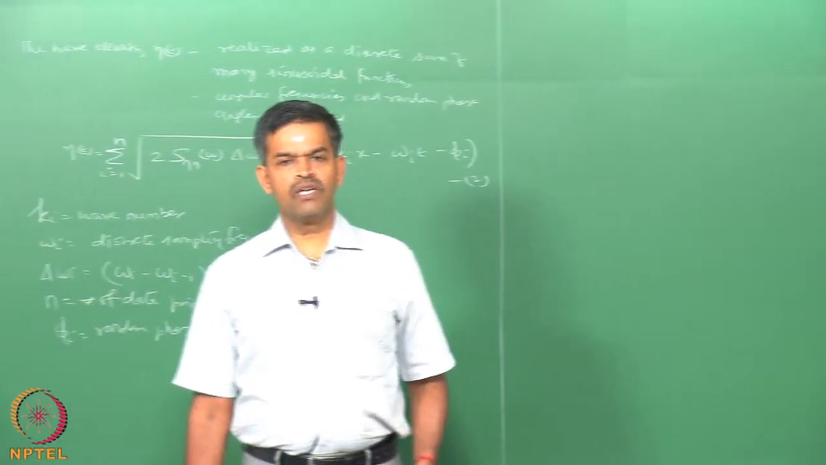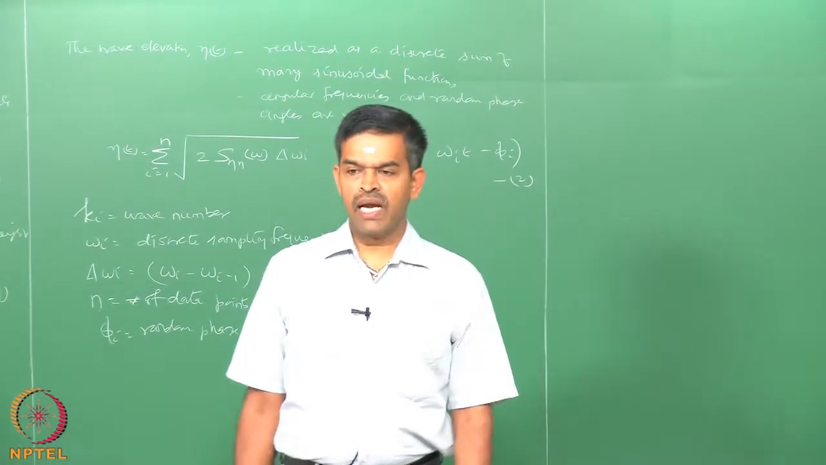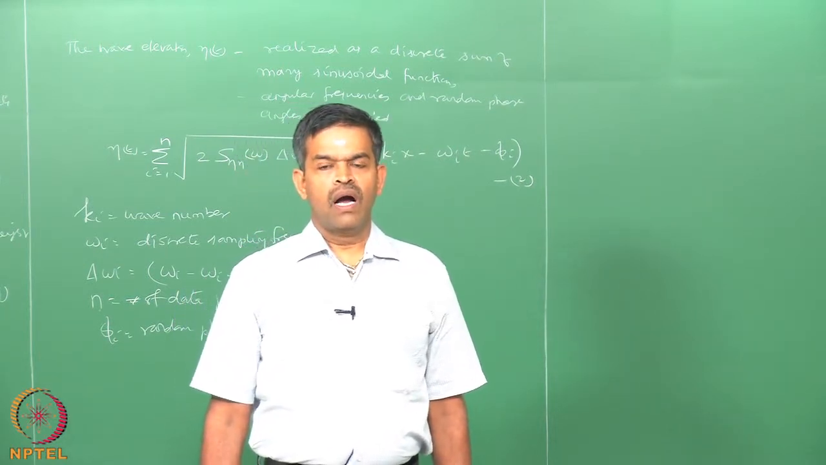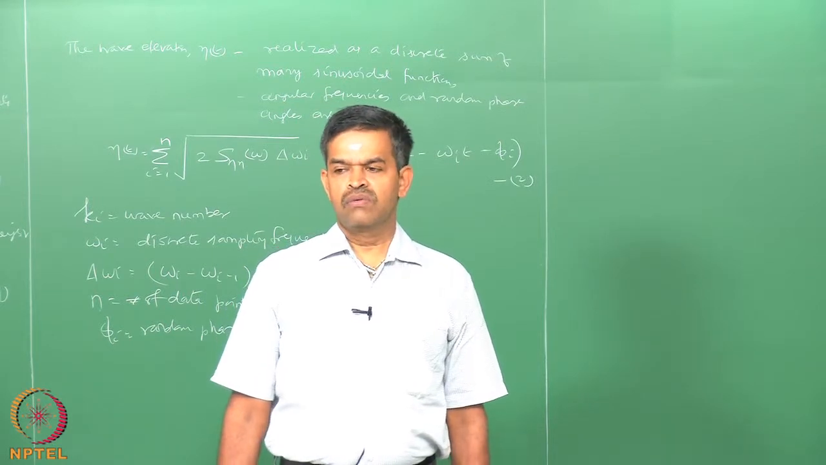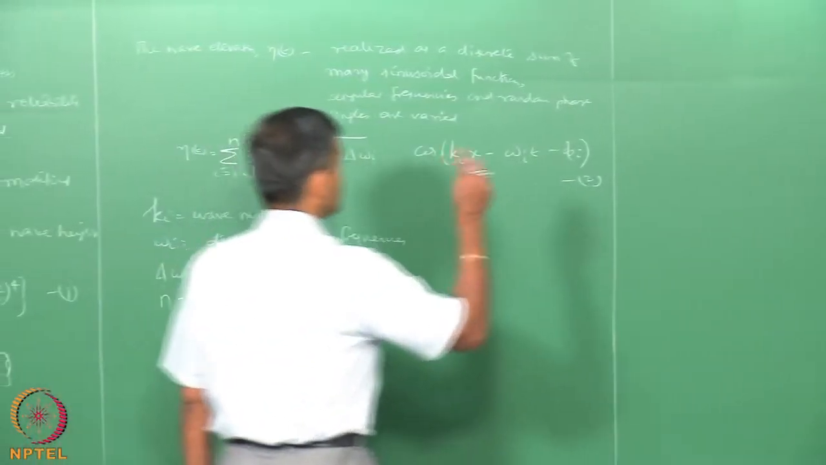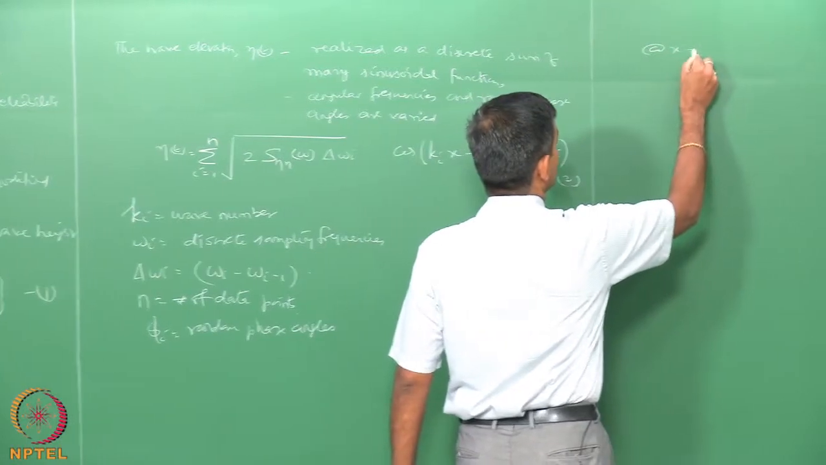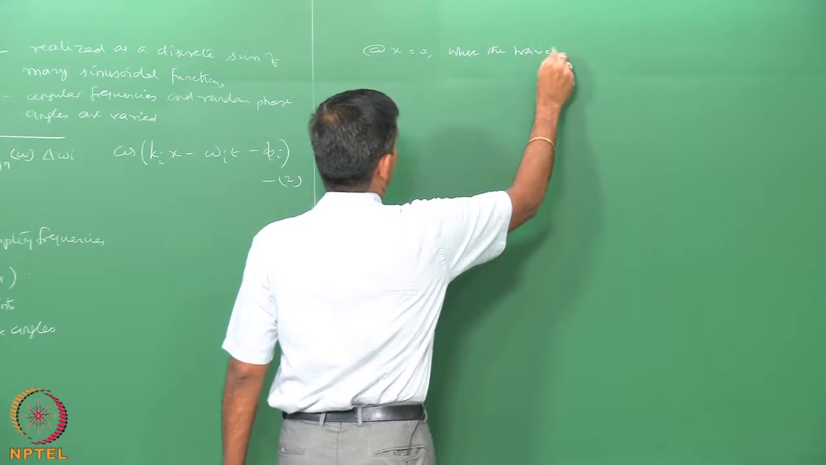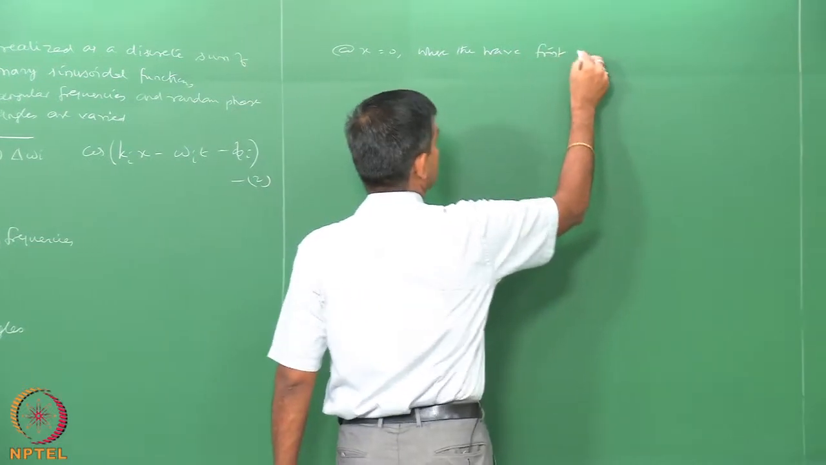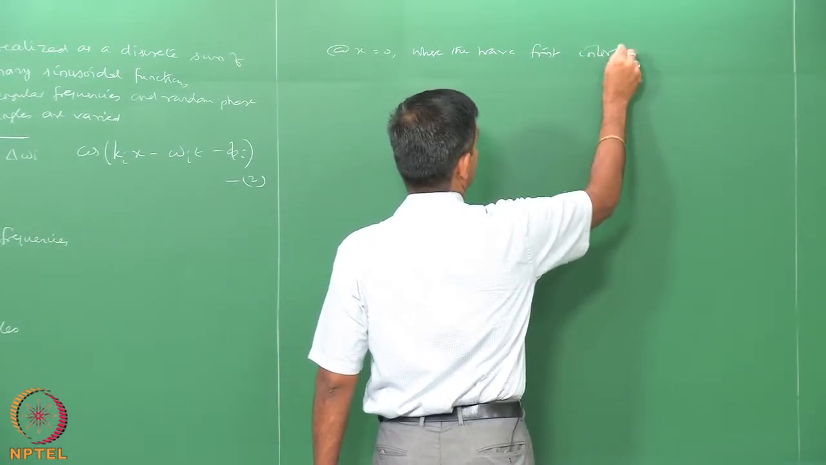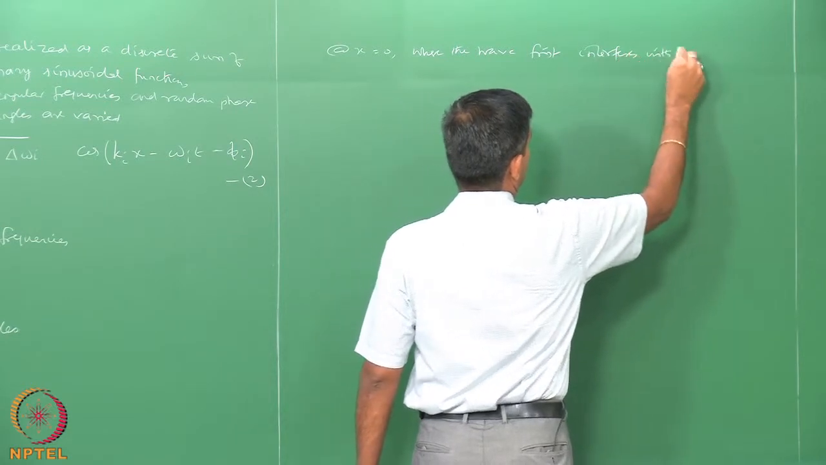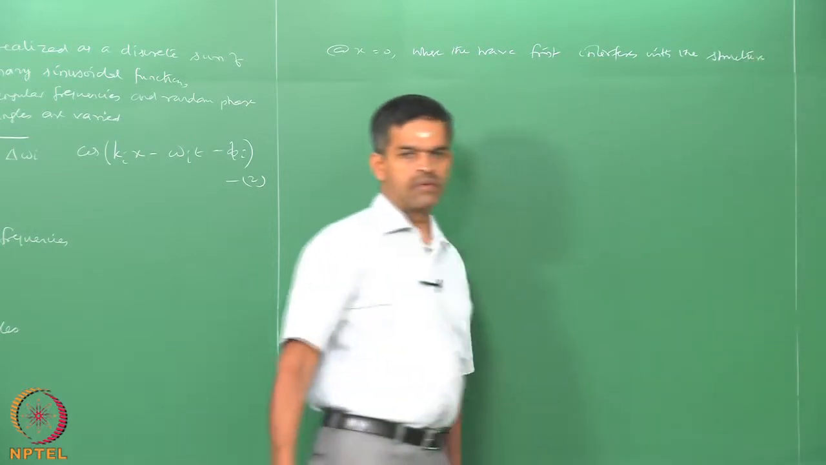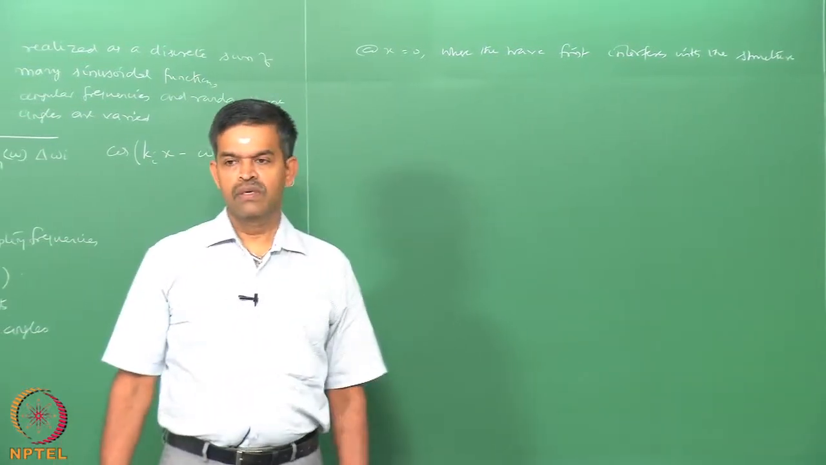So, the figure shows the Pierson-Moskowitz spectrum and the sea surface elevation sample at, let us say, x equal to 0. So, the location is at x equal to 0, where the wave first interferes with the structure. In this case, it is going to be a TLP.